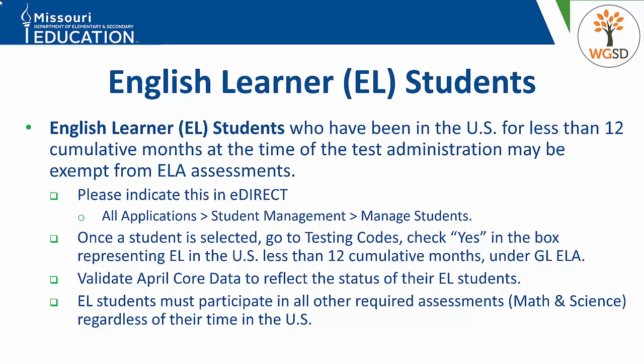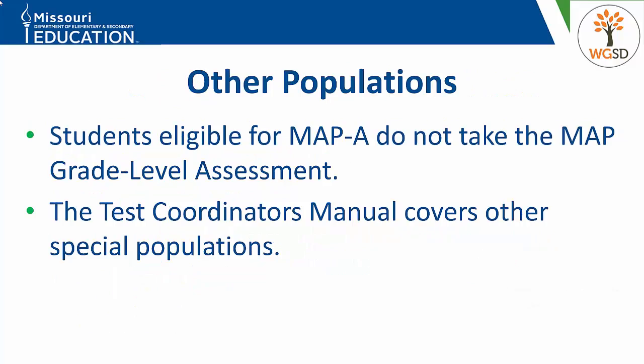English Learner, or EL, students. English Learner students who have been in the United States for less than 12 cumulative months at the time of the test administration may be exempt from ELA assessments. Please indicate this in eDirect under All Applications, Student Management, and Manage Students. All EL students must participate in all other required assessments, math and/or science, regardless of their time in the United States. Other populations: students eligible for MAP-A do not take the MAP grade level assessment, and the test coordinator's manual covers other special populations.